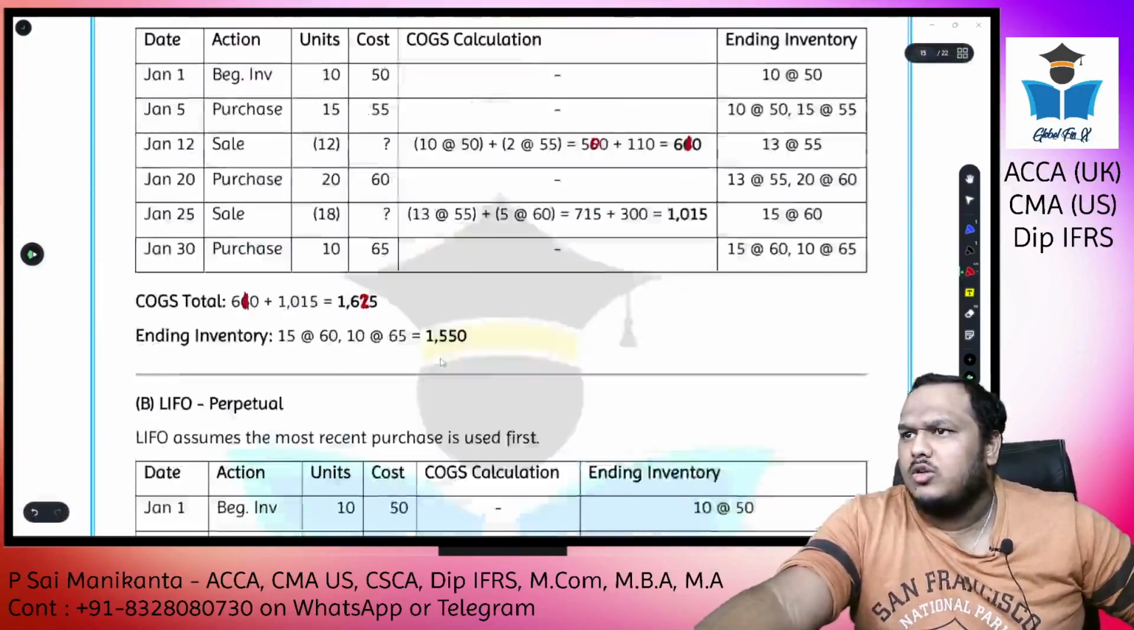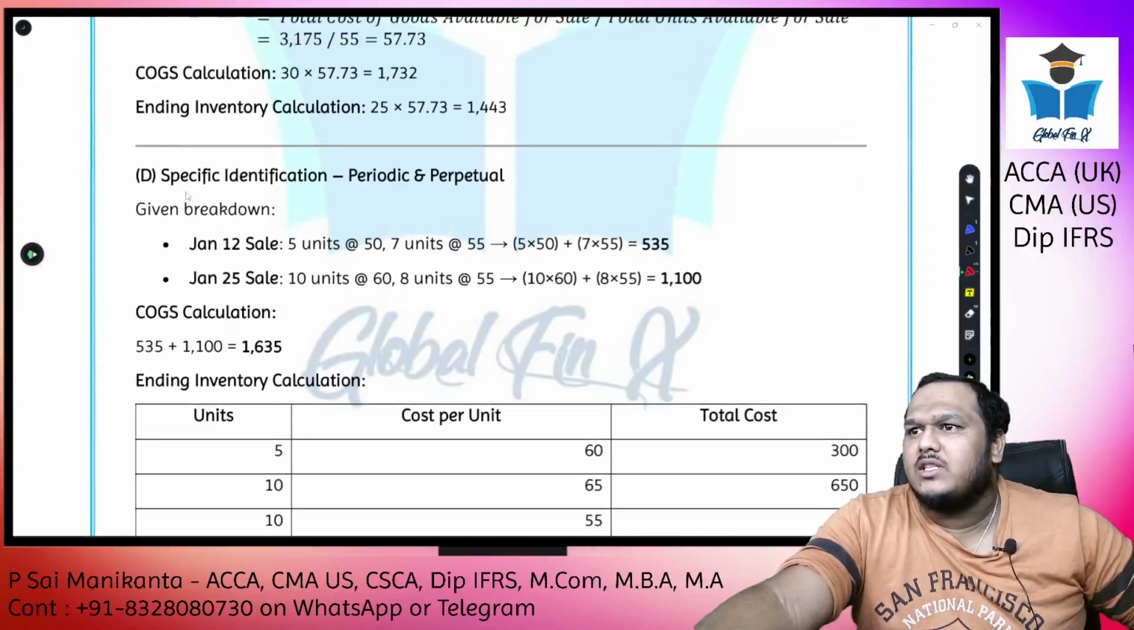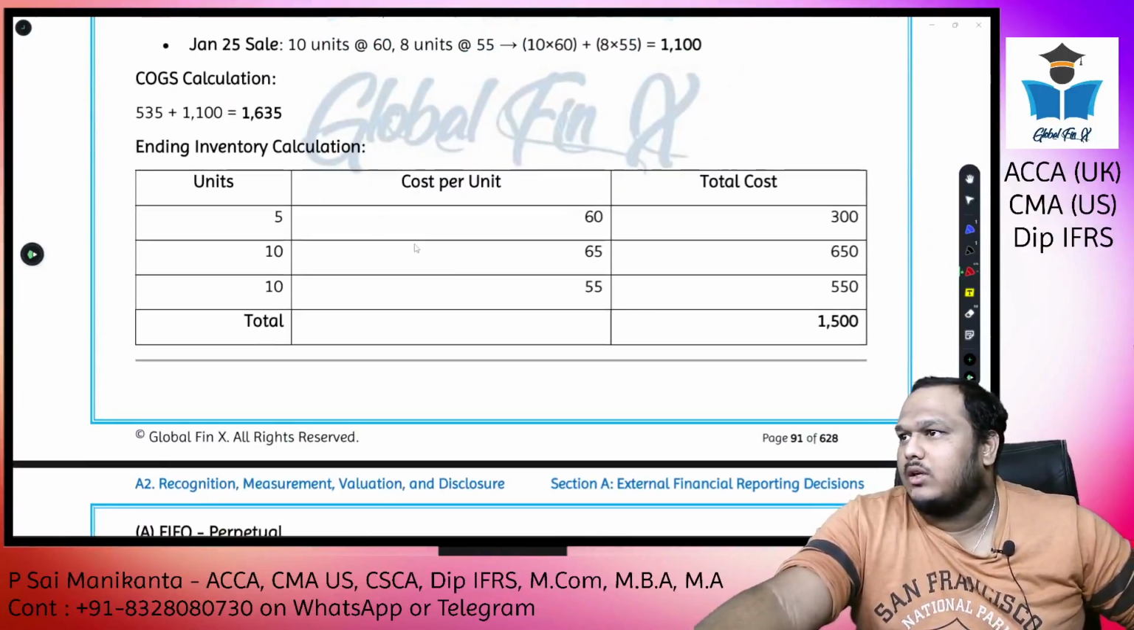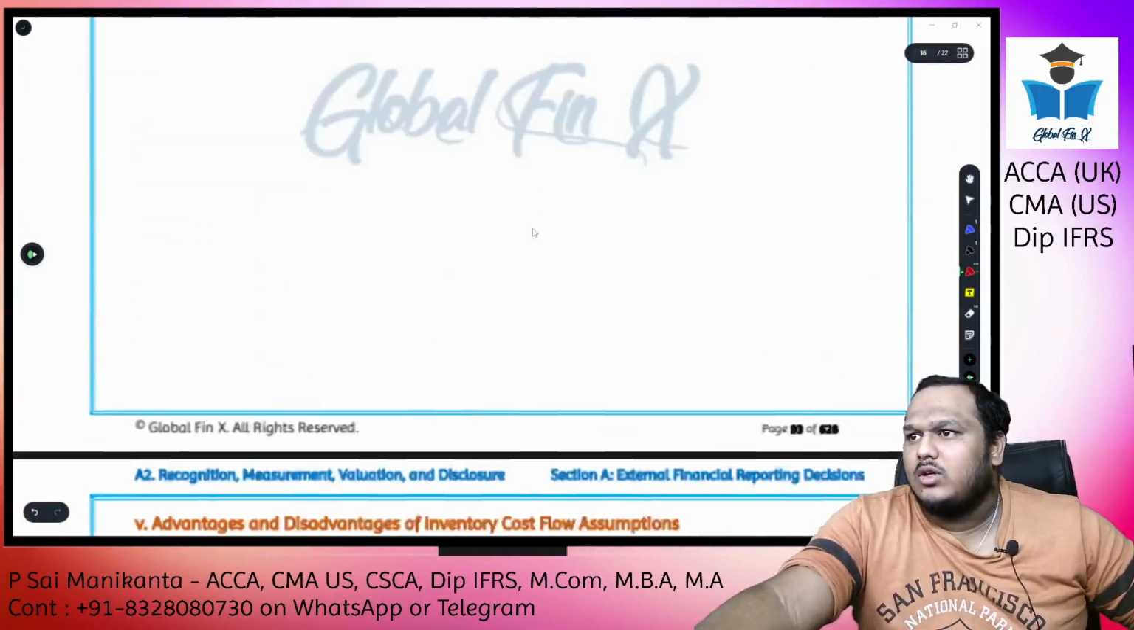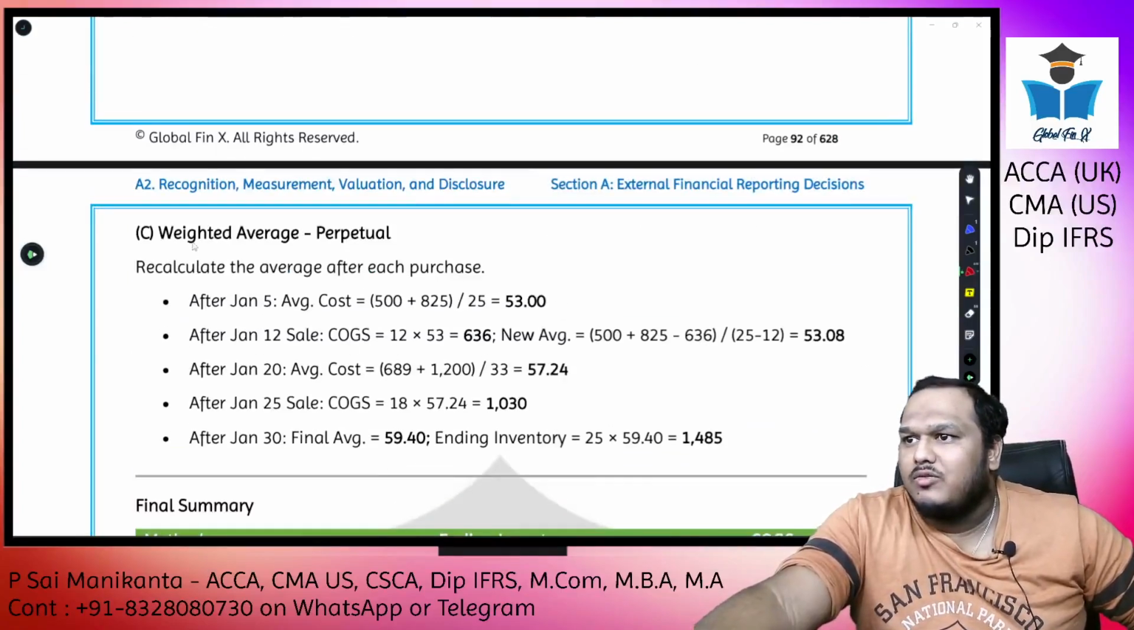Let's check the solution. Oh, specific identification I gave in the solution. I thought I did not. All right, it's there, so nothing to be done there. It was just not included in the solution summary itself. All right, so weighted average perpetual.